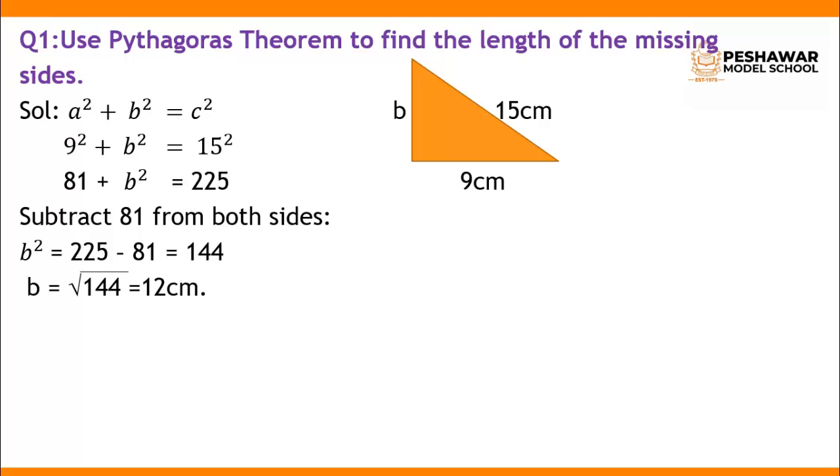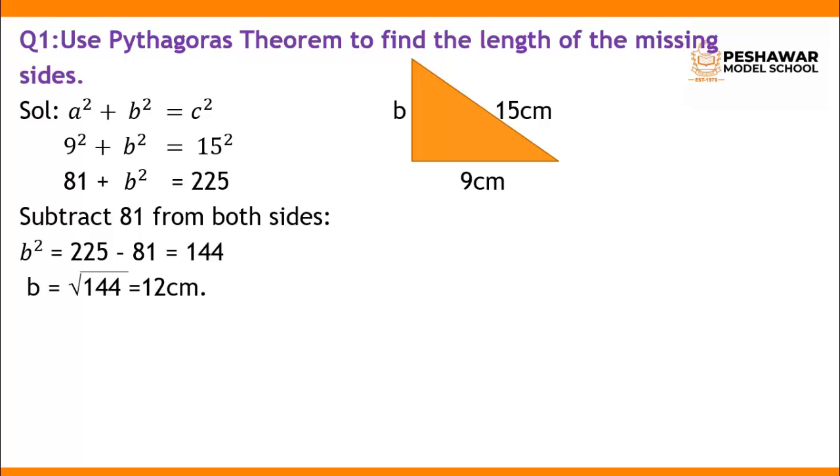Now we have to find the value of b square. That's why 81 should be subtracted from both sides. From here b square is equal to 225 minus 81, we get 144. Now my dear students, we need b, but in this formula it is b square. So to remove this square, we have to take the square root. By taking the square root, b square goes under the radical sign, and the value of the radical sign is 1 by 2. And when we take the square root of 144, we get 12.